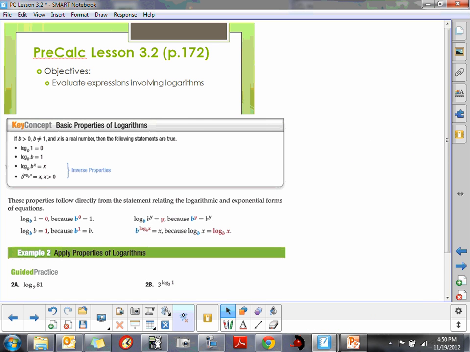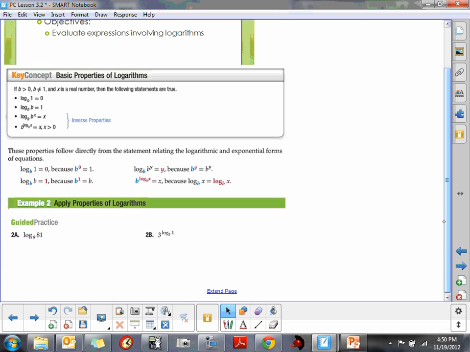So there are some rules that we really need to know. These rules are good no matter what the base is. As long as it's an eligible base, they will follow along with those. Now the examples they give with these aren't too difficult. It's the log base 9 of 81.